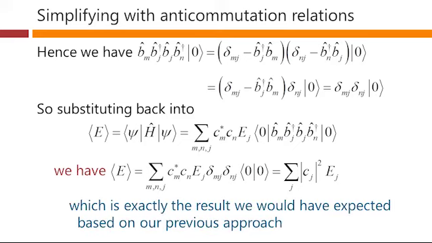But that's exactly the result we would have expected based on our previous approach to evaluating the expectation value of a Hamiltonian. So it looks like this works. Our postulated form using the wavefunction operator to rewrite the Hamiltonian has led to us getting the right result for the energy expectation value.